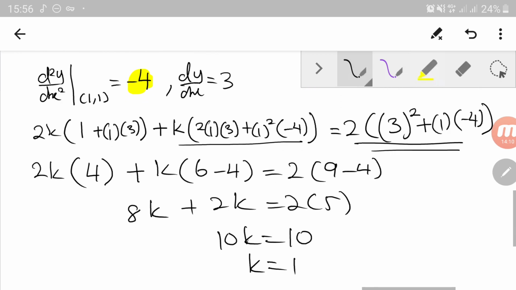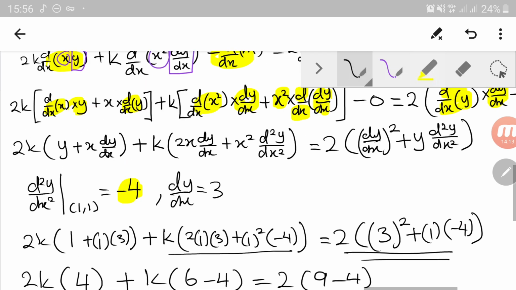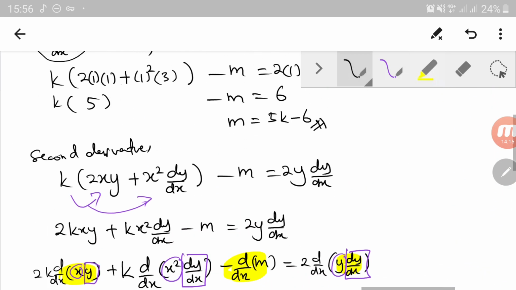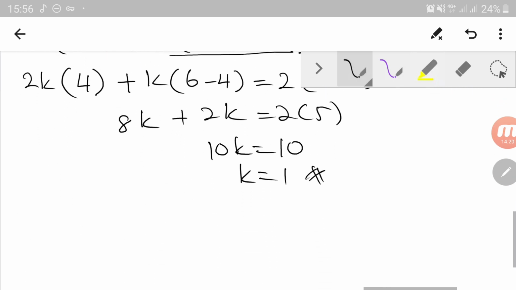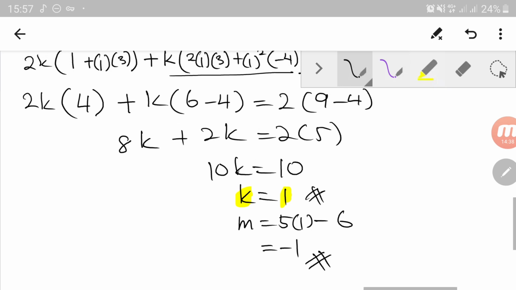k is 1. What else we haven't figured out? Oh, m. So m is 5k minus 6. Now k is 1, so we can substitute. So minus 1. Therefore, there's the value of k and m. k is 1, and m is minus 1.